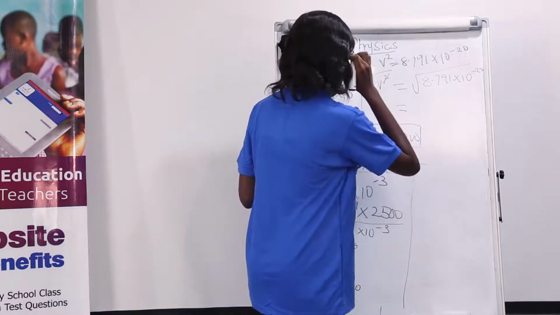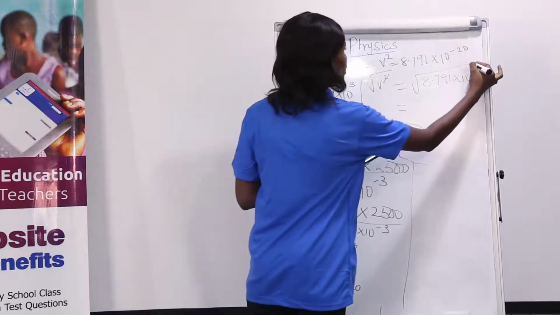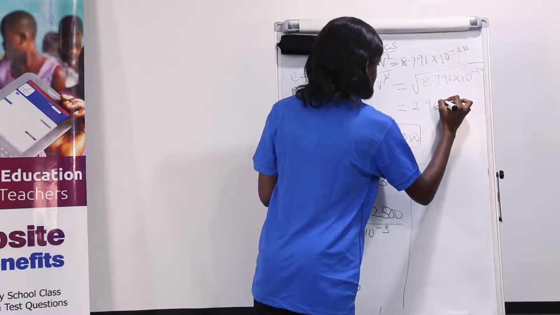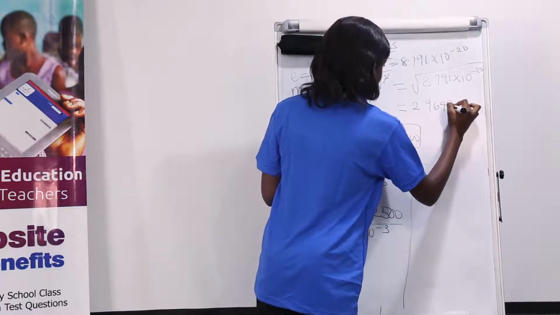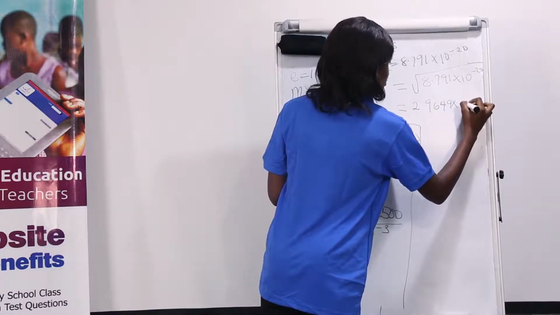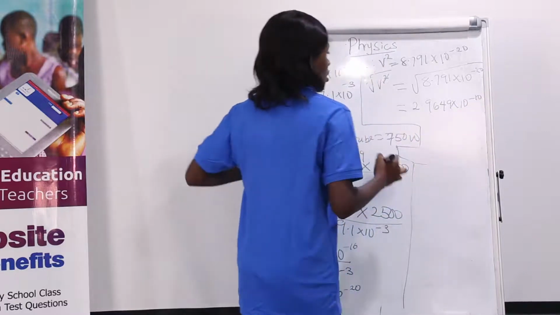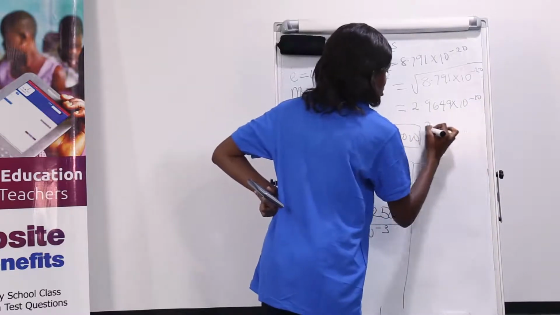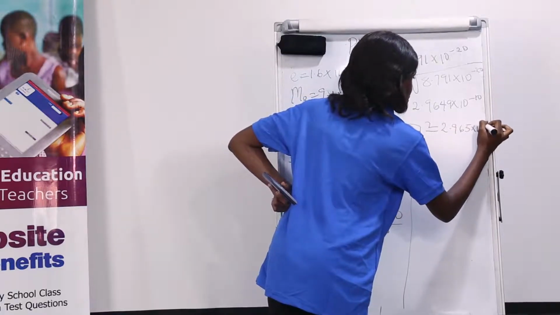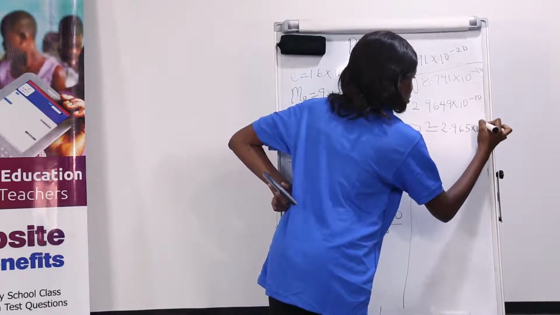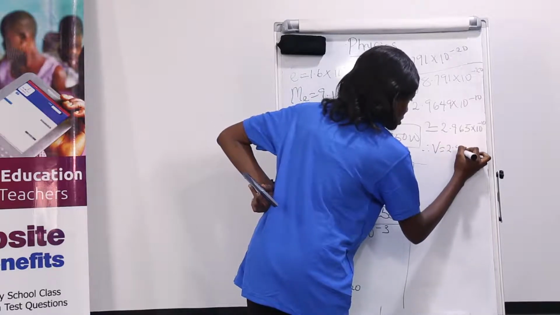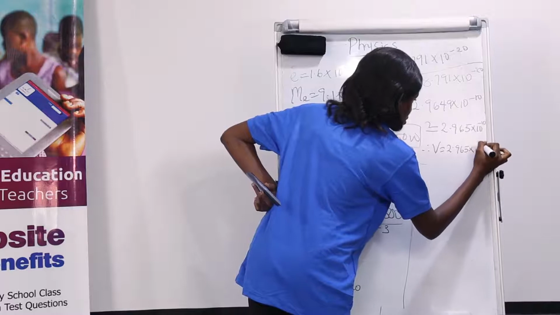We have the square root of 8.791 times 10 raised to the power minus 20 gives us 2.9649 times 10 raised to the power minus 10. I have this as 2.965 times 10 raised to the power minus 10. Therefore, the speed, which is v, is equal to 2.965 times 10 raised to the power minus 2.